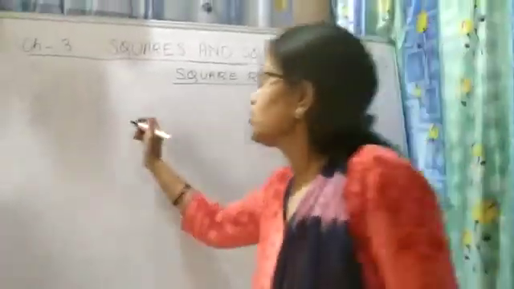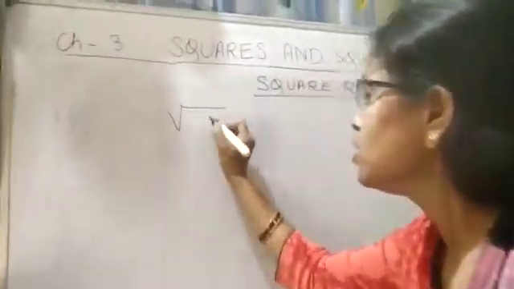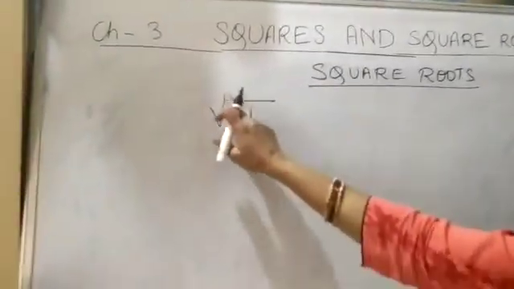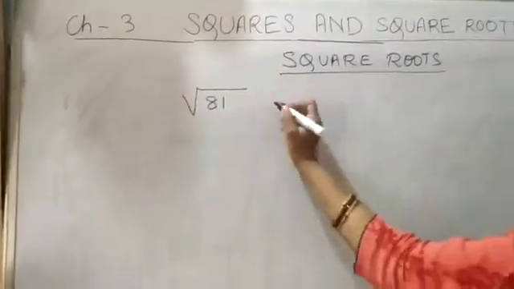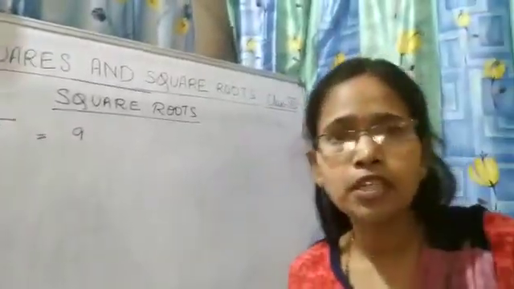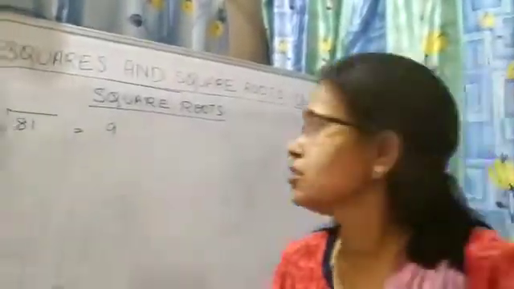First of all, I am telling you how you denote it. Suppose I am denoting 81, and the square root will be denoted in this way. And the square root of 81 is 9. But how will you find it out? I am going to explain that.